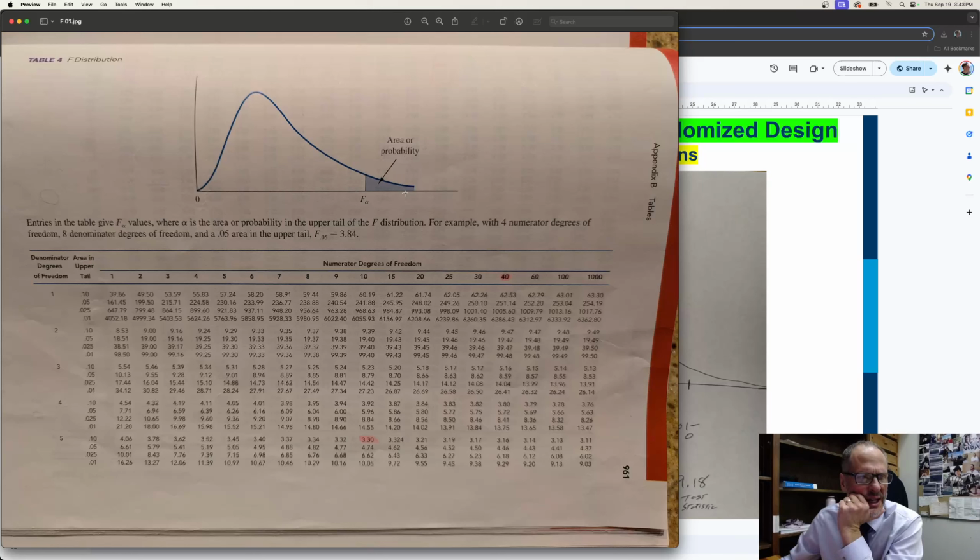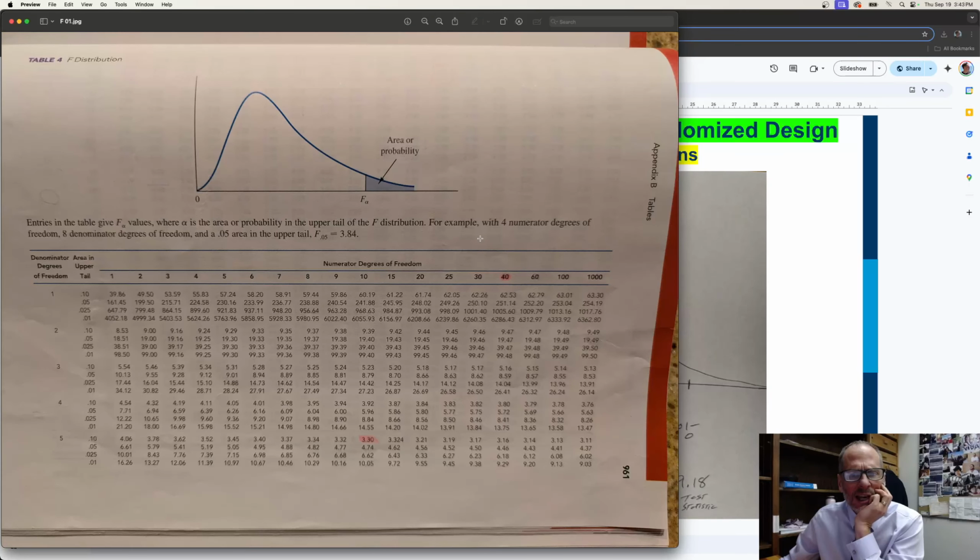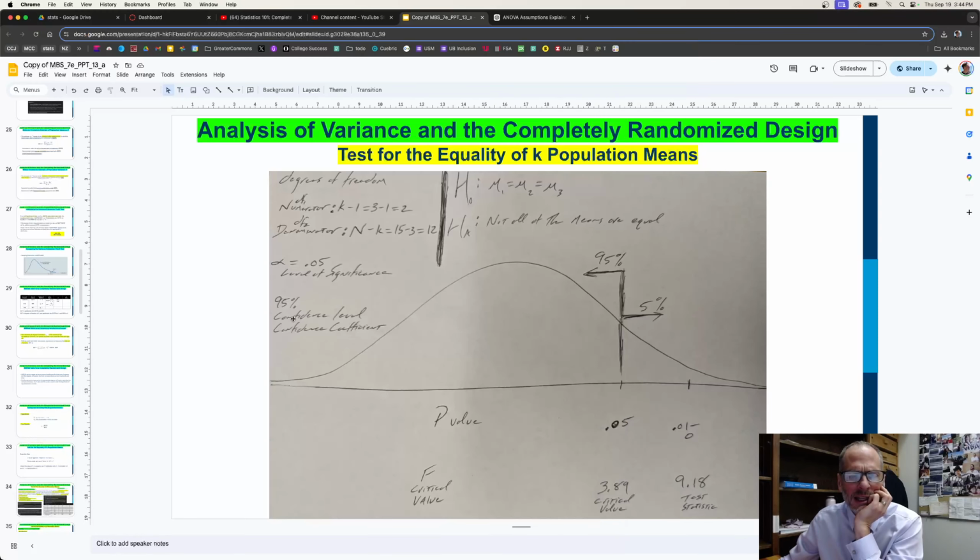And just so you can see how to use the F table, entries in the table give F alpha values, and alpha is your level of significance. You can see that here, alpha 0.05 level of significance. So, for example, with 4 numerator degrees of freedom, and 8 denominator degrees of freedom, and a 0.05 area in the upper tail, so an alpha or level of significance of 0.05, which by implication means our confidence coefficient would be 95%.